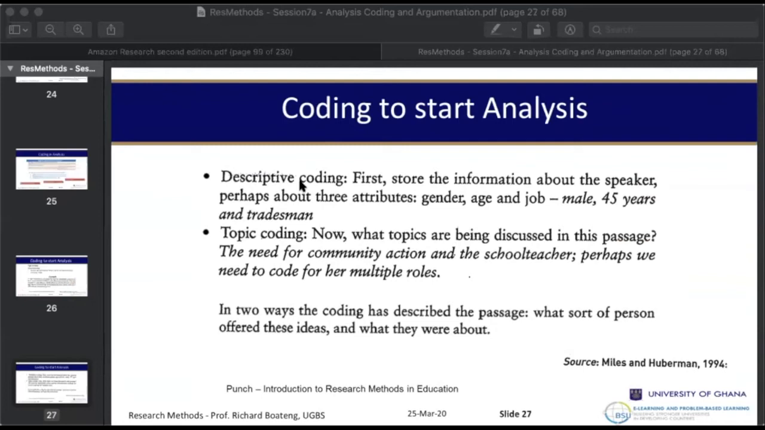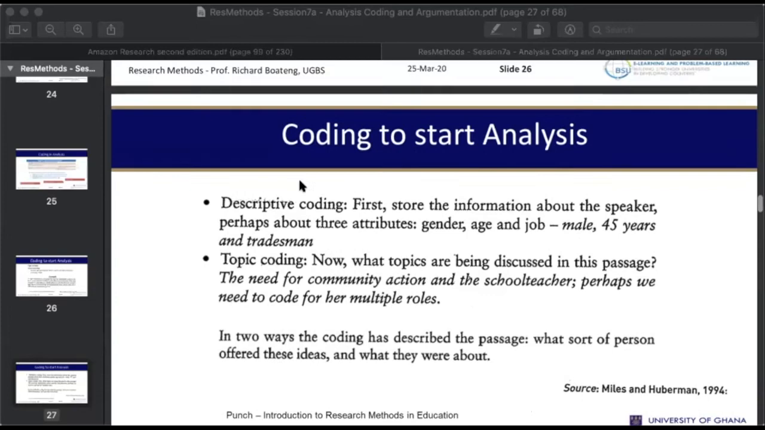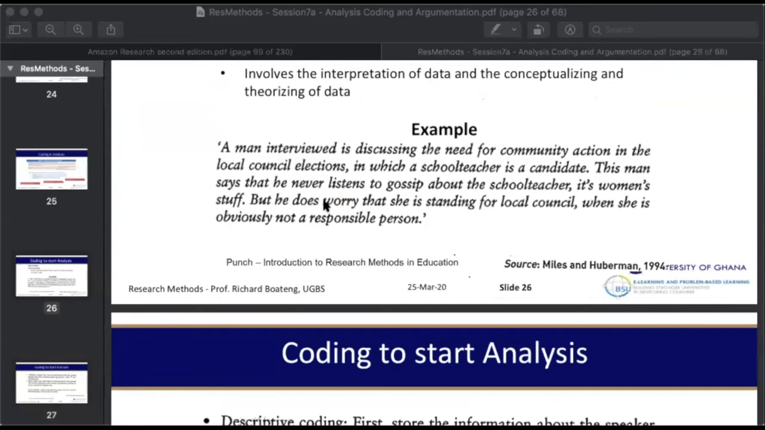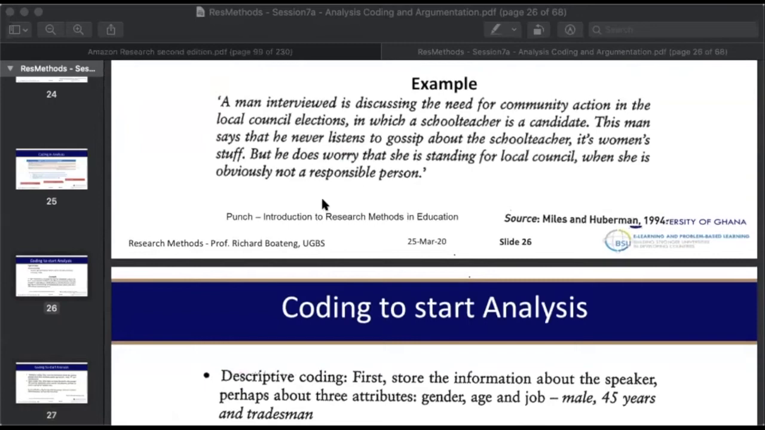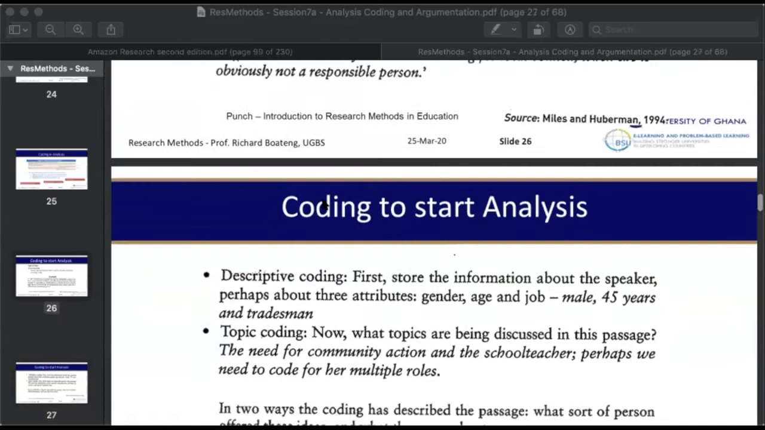And go to topic coding. What are the topics being discussed? There are several topics that are being discussed. So you need to code for these multiple things that are being discussed. One is the woman, the need for community action and the school teacher. And then we can code her multiple roles. So we can talk about the fact that there's also here a man who has interesting views about women. So patriarchal views about women, and worries about women standing for women in power. All these are issues that are being discussed.